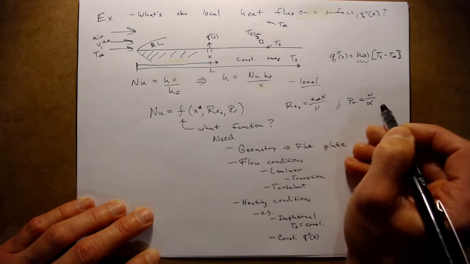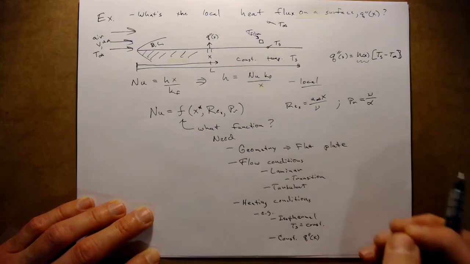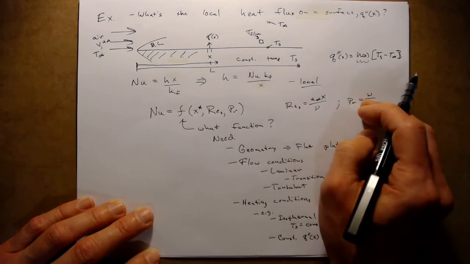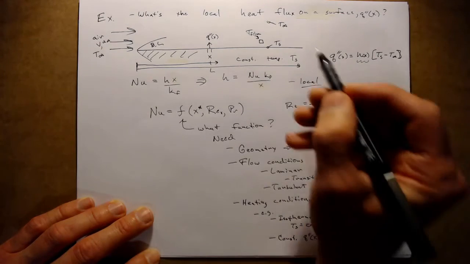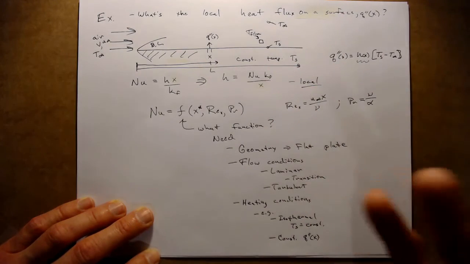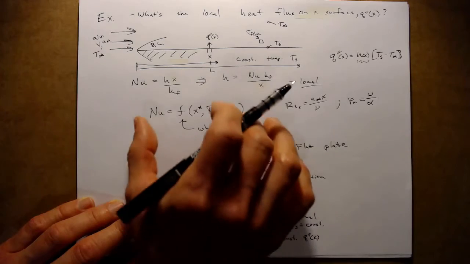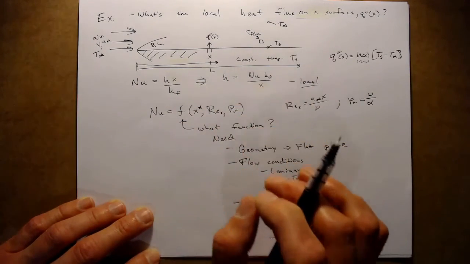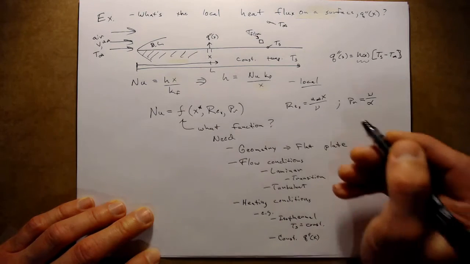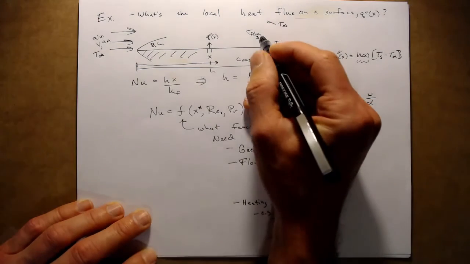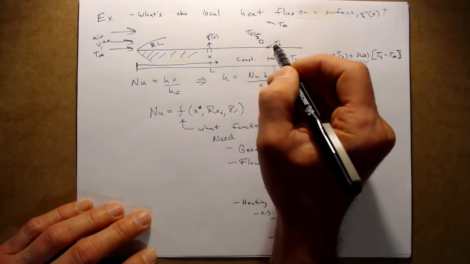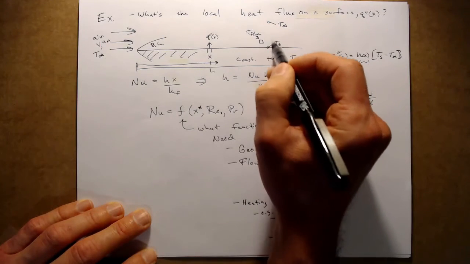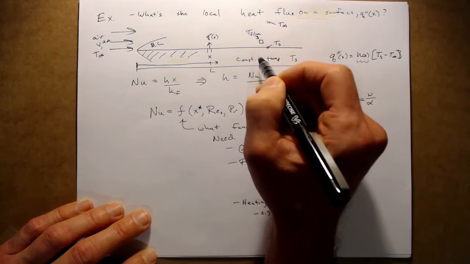However, that's generally not practical, so we need to pick a temperature that we're going to evaluate these properties at. And that temperature can be different depending on what function we use for the Nusselt number, but usually what we're interested in is what's called the film temperature. And this temperature is halfway between the surface and the free stream temperature.